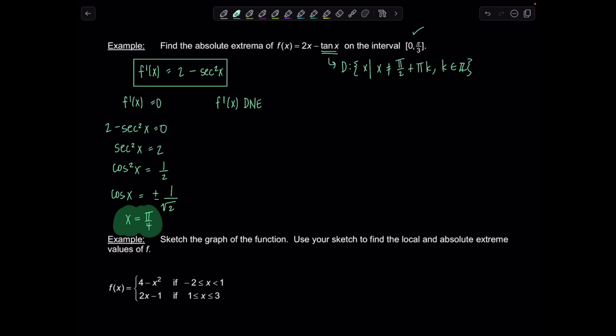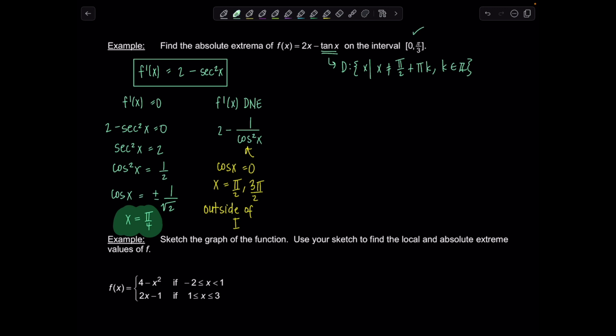Let me rewrite the derivative. It's 2 minus secant squared x, which is 1 over cosine squared x, right? Now this doesn't exist when cosine of x is 0. Cosine is 0 when x is pi over 2, 3 pi over 2, but both those values are outside of the interval I. So I'm not going to include them. They're not relevant critical numbers for this particular problem. Only pi over 4 is, okay?